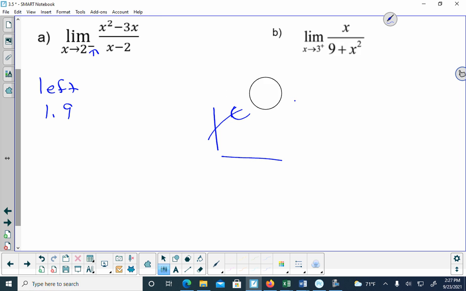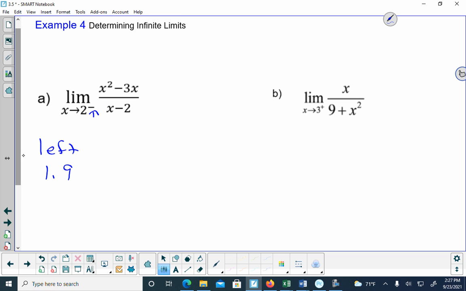Time to learn how to drag. Be simple. So I'm doing 1.9. So I'm going to have 1.9 squared minus 3 times 1.9. Ooh, I may actually have to pull out my calculator for that one. Oh, no, that's going to be negative. No calculator.